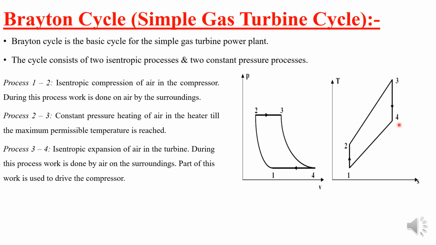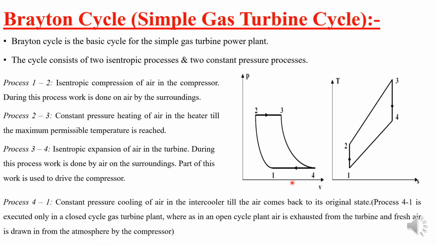Next, after 3 to 4, we have the 4 to 1, that is the heat rejection process. So, whatever air is there after expansion, it carries some kind of heat. So, we have to bring back the working fluid to the original state. So, whatever the heat is there, that has to be rejected to the surrounding. So, 4 to 1 will be heat rejection process at constant pressure. So, this is how your working of Brayton cycle will be there with respect to all the components.